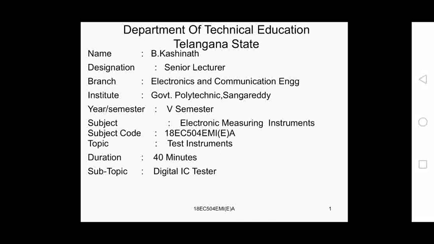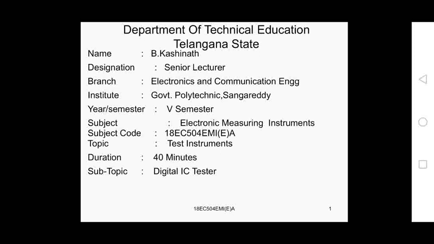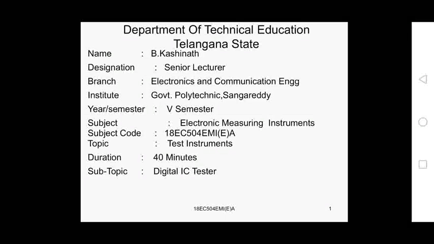Presently, we are dealing with the subject Electronic Measuring Instruments, which is in third year, fifth semester, and the subject code is 18EC504 EMI. It comes under the elective subject, and it is the first option of elective, so 18EC504 EMI A. It is in third year, fifth semester under the elective program of C18 SBTET Telangana State Curriculum.